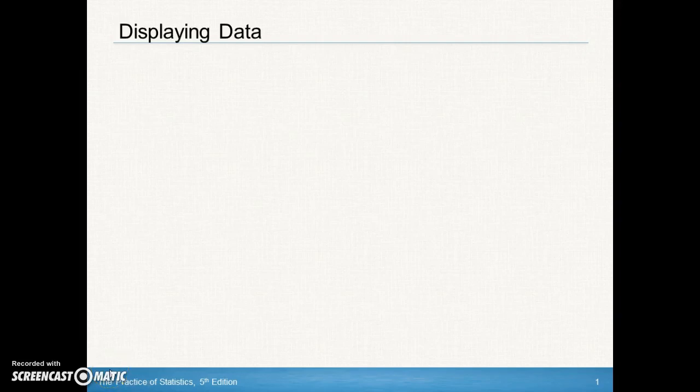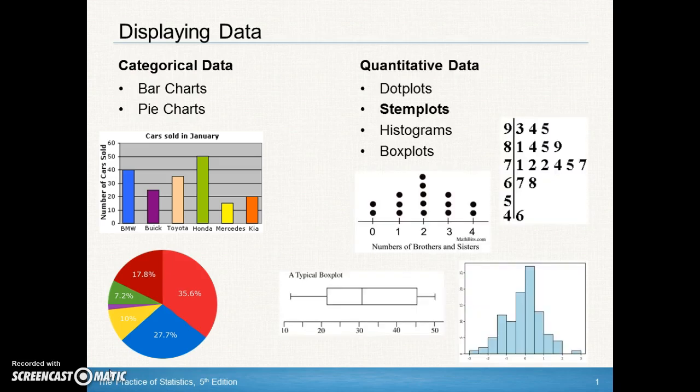As we discussed before, we have worked with several types of data so far, categorical data and quantitative data. In our last video, we talked about dot plots. Today, we're going to be talking about stem plots.